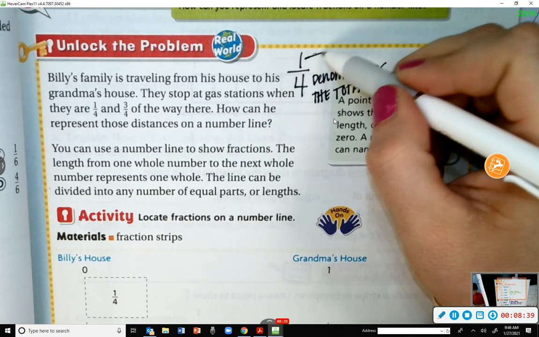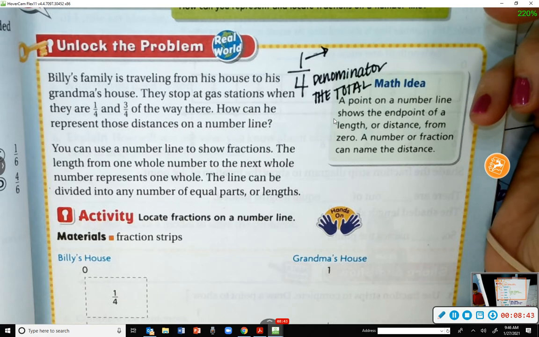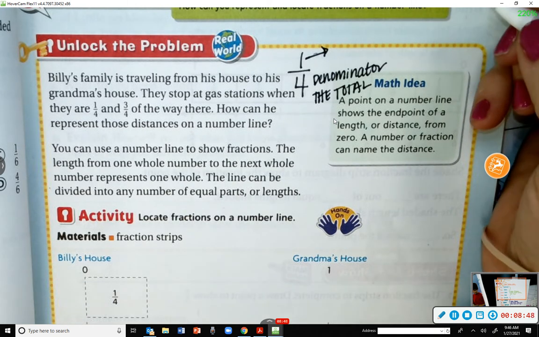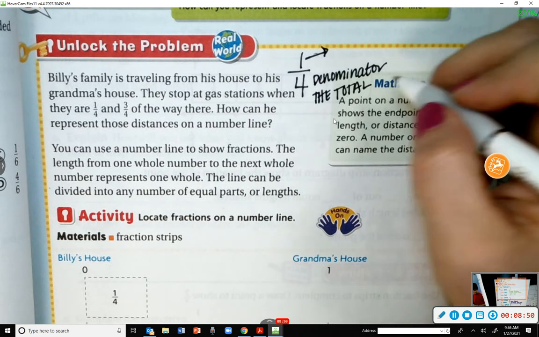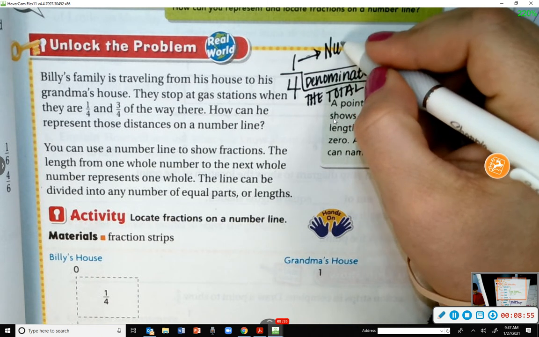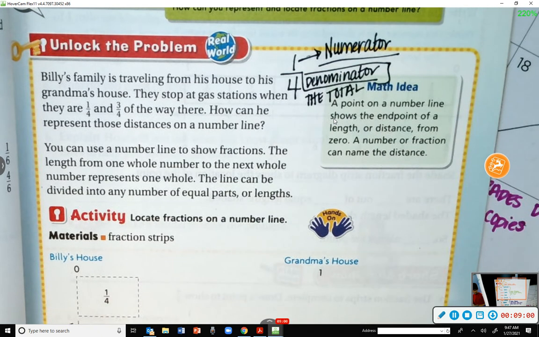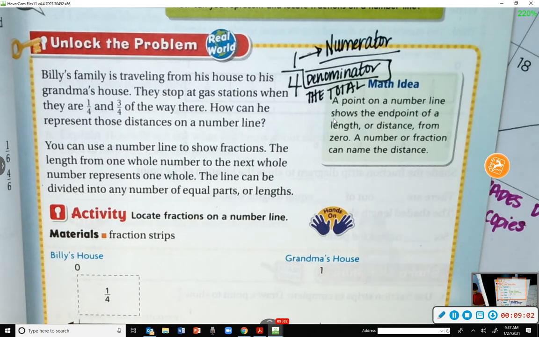Okay. What is this number on top called? The numerator. We have a denominator that goes on the bottom, numerator that goes on top. You're thinking of compose, but no. Compose means to put together, so we add them. Decompose means to break it apart. Okay? That's what we went over yesterday, but today we're going to be looking at number lines.